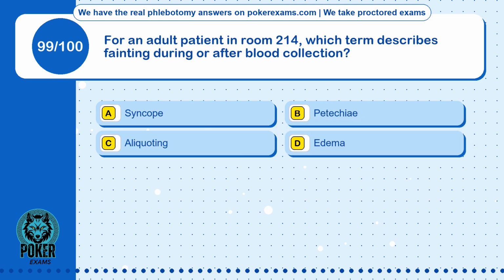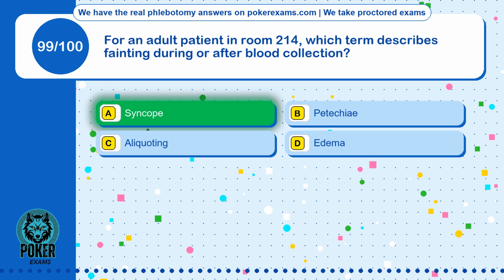Question 99. For an adult patient in room 214, which term describes fainting during or after blood collection? Option A, syncope. Option B, petechiae. Option C, aliquoting. Option D, edema. The correct answer is option A.